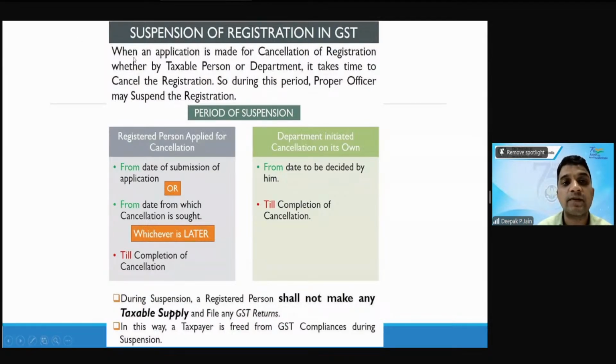So what is a suspension? When an application is made for cancellation of registration, whether by the taxpayer or department, it takes time. So during this period, proper officer may suspend your registration.